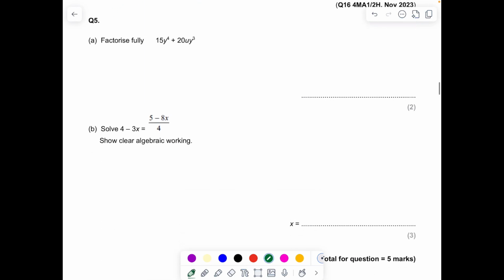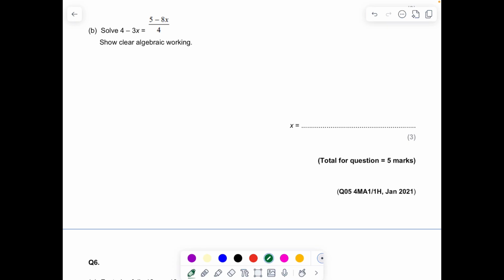Okay, factorise. So what's the biggest number that goes into 15 and 20? It's 5. It goes into 15 3 times, into 20 4 times. And I can also take out a y cubed. So I'm going to take off the y cubed there and take off 3 of the y's there. That leaves inside the brackets then 3y and then just plus 4y on this side. And that's it.